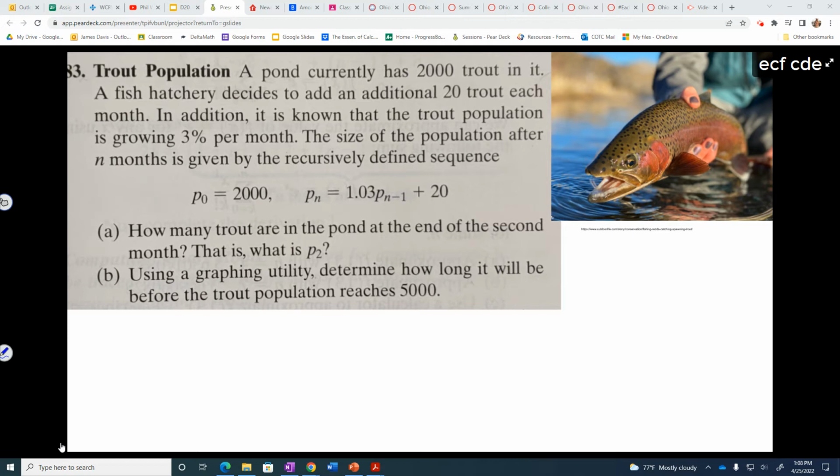The size of the population after n months is given by the recursively defined sequence. So it's giving us the sequence. We don't actually have to calculate it. Our starting amount is 2,000, and they've already written the sequence for us. They simplified it a little bit, because really it would be 1 plus 0.03 over 12, but they've already done that for us. So we're going to use this sequence. The first question is how many trout are in the pond at the end of the second month?